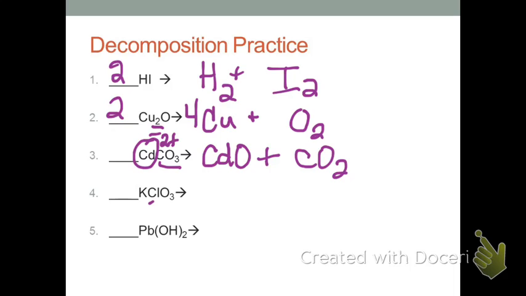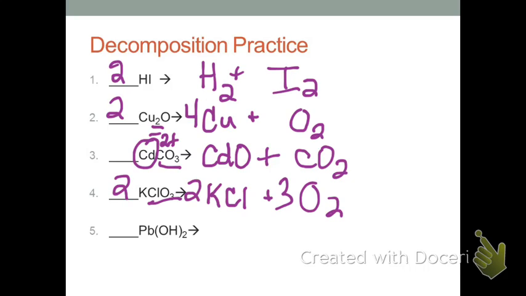The fourth one contains a chlorate. Chlorates will break down into metal chlorides. Your metal is K. K has a charge of 1 plus. Chlorine is chloride. It has a charge of 1 minus. And you'll also make oxygen. Balance it, and this is what you end up with.